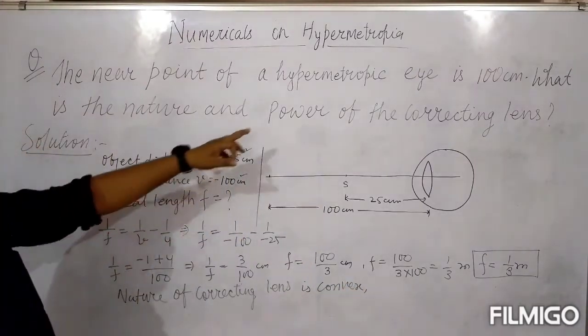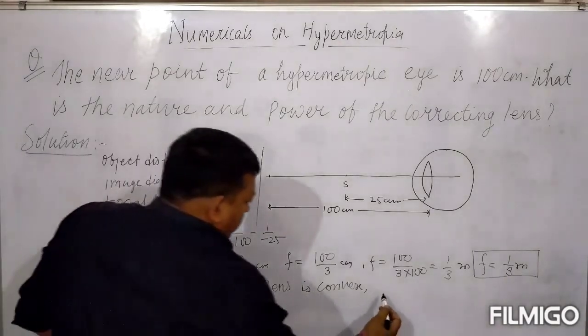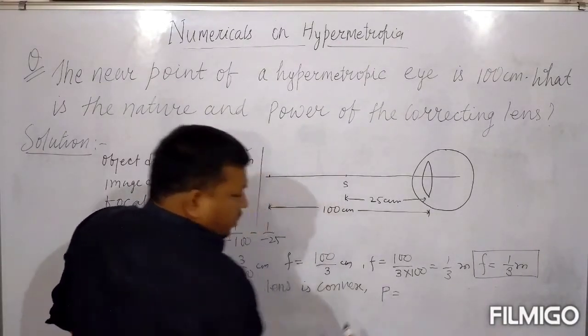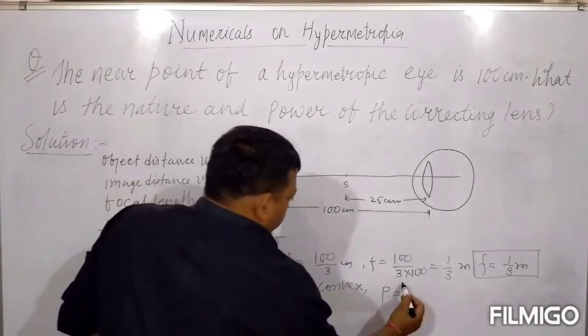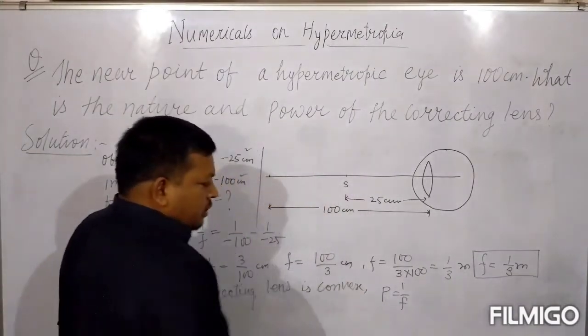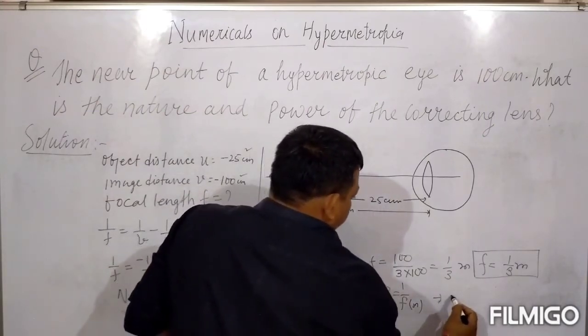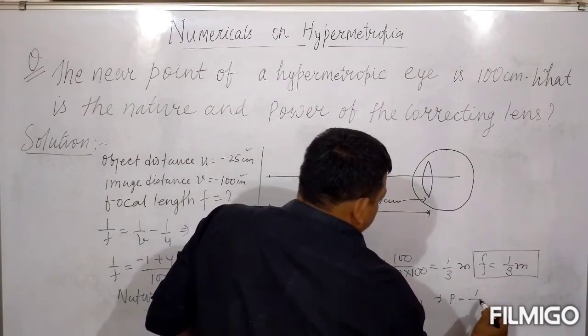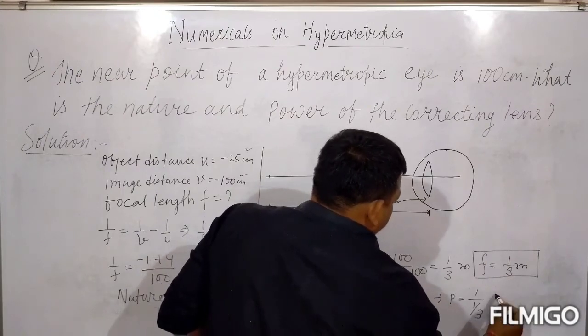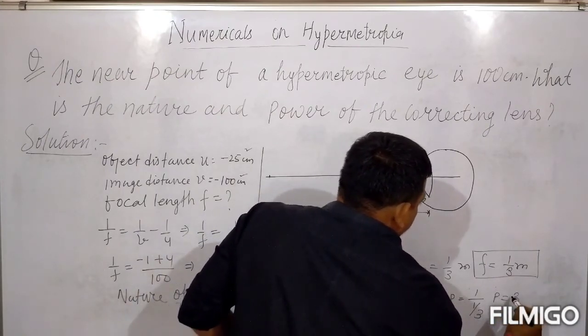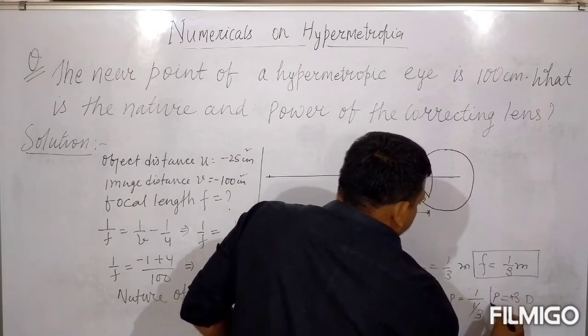Now we have to calculate power also. What is the formula of power? Power equals reciprocal of focal length, it is 1 by f in meters. So P equals 1 by 1 by 3, or P equals 3 diopter, plus 3 diopter. This is the answer.